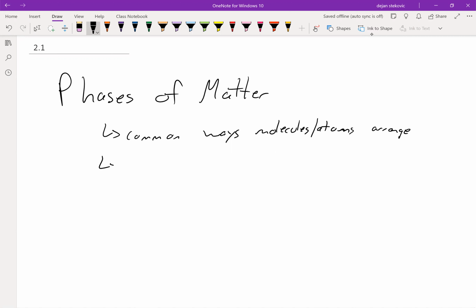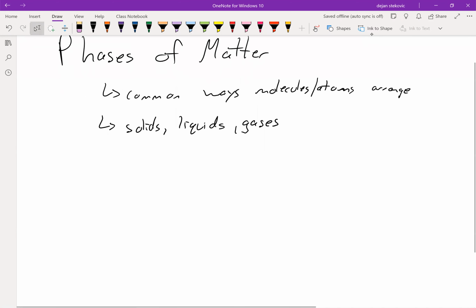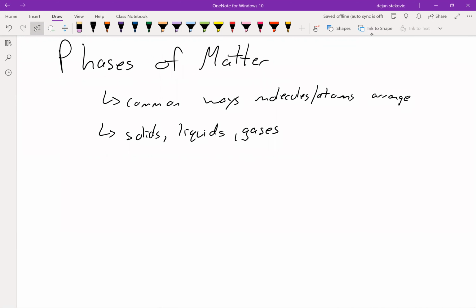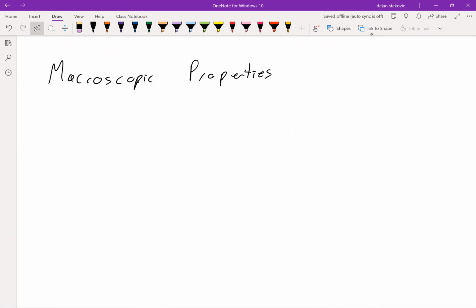And what we're talking about here are mostly solids, liquids, and gases. Of course, as we said earlier, you have to be careful of categories, but these are by far the three most common categories. So if we think about our phases of matter, they have different macroscopic properties. So macroscopic properties is just basically zoom out, what's going on at the big level.